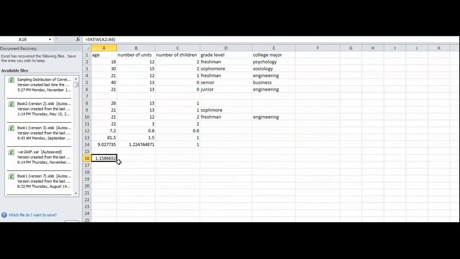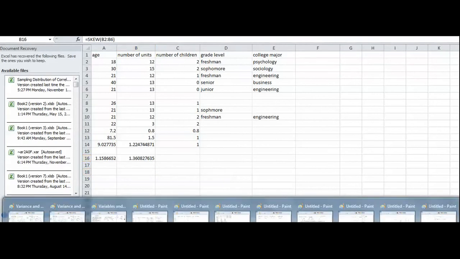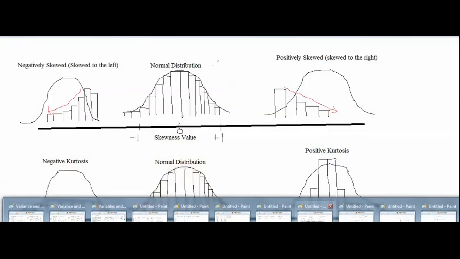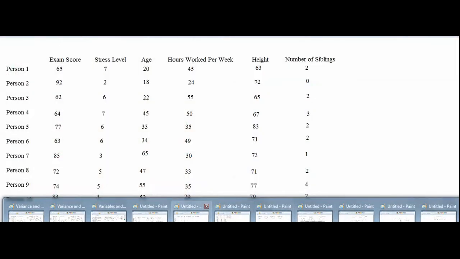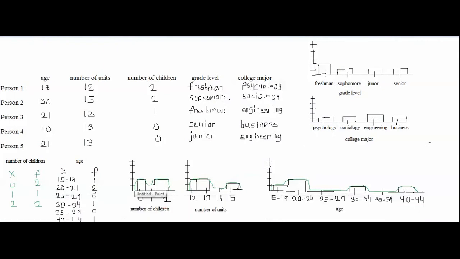We could also find the skewness value for number of units. It's also a positive number, which means that the number of units column has a positive skewness. Let's look back to see what the data looks like. I said that number of units looks like it has a positive skewness because it trails off toward the right end.